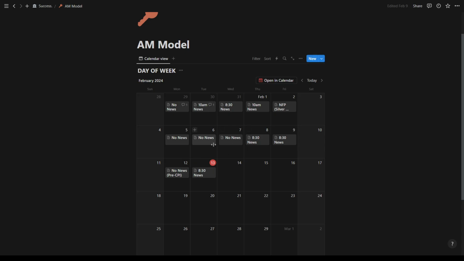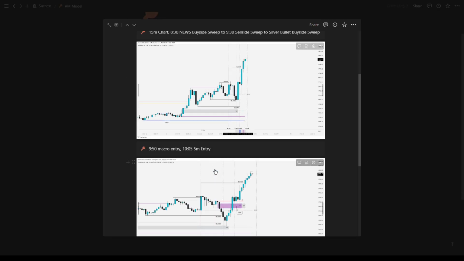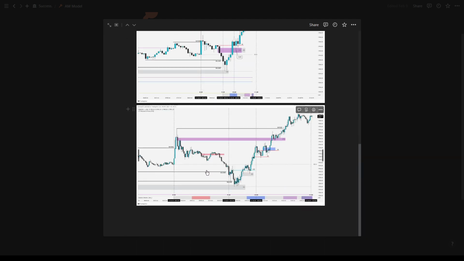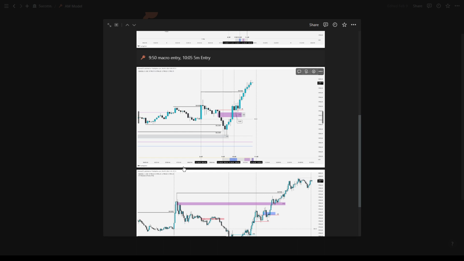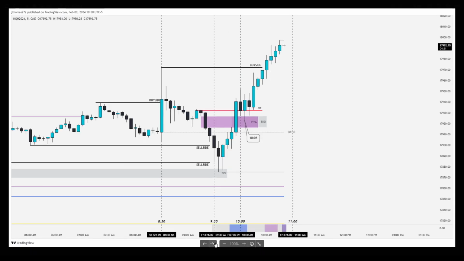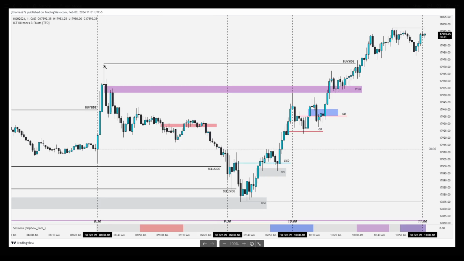If you look at different days, here's another 8:30 news day. We can use this 8:30 news. Here's your 15-minute chart. 9:30 purges liquidity, closes above. So that's your liquidity sweep we're targeting. Our 5-minute also closes above, right? Draw on liquidity up here, complete the market maker buy model, and you can see it more obvious here. And then we do have an 8:50 macro trade.